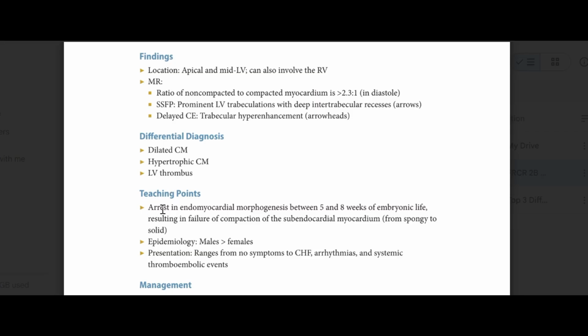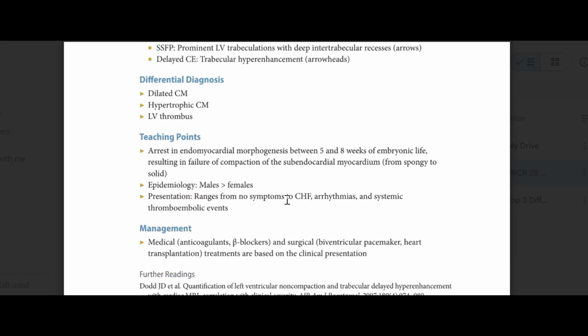Left ventricular non-compaction is caused by arrest in the endomyocardial morphogenesis in embryologic life, resulting in failure of compaction of the subendocardial myocardium to form a spongy to solid myocardium. Presentation: arrhythmia, congestive heart failure.